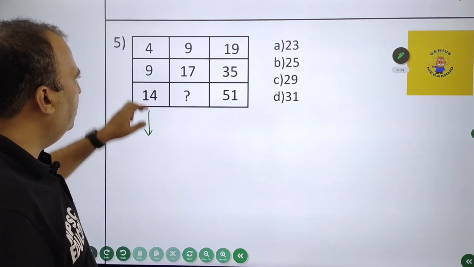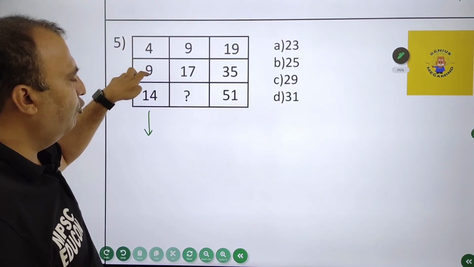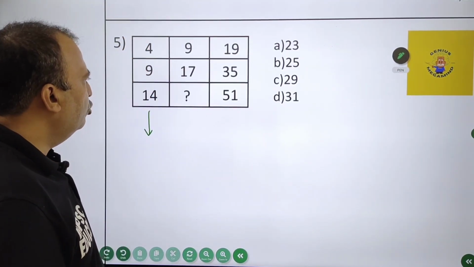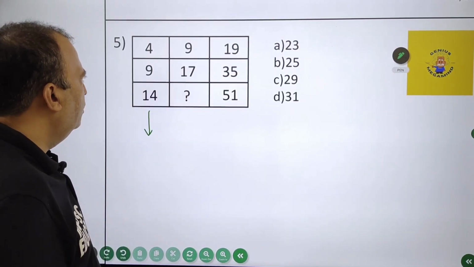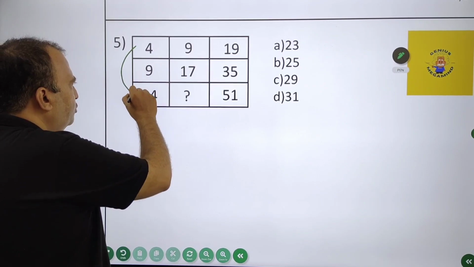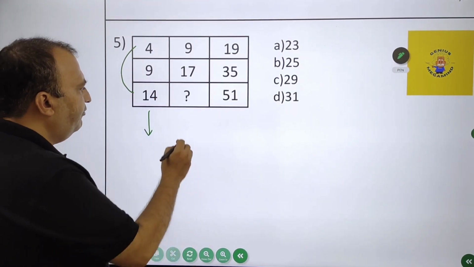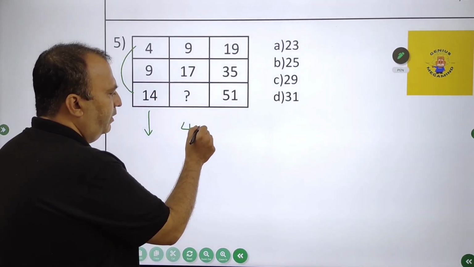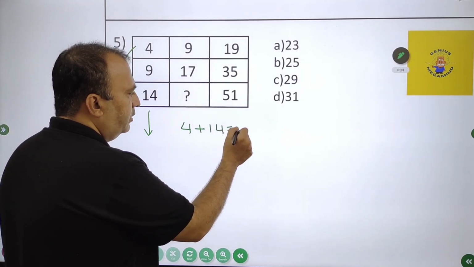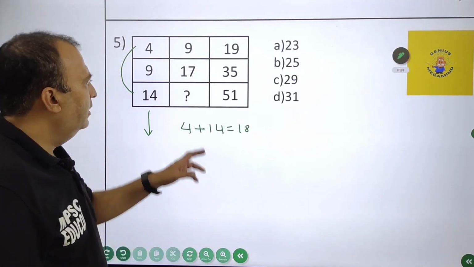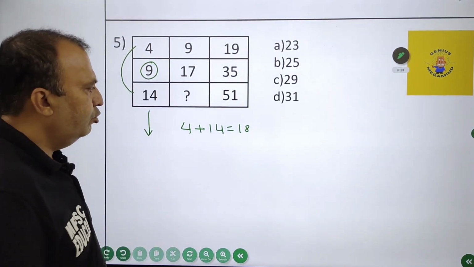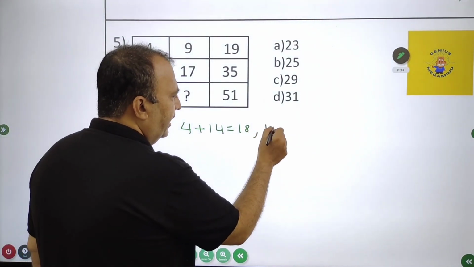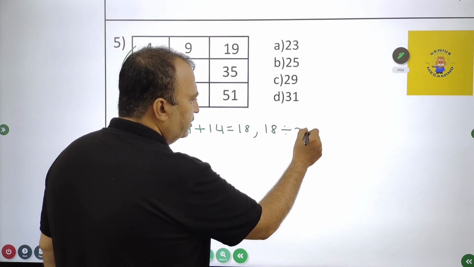Fine. So over here I am finding 3 numbers, 4, 9 and 14. So I have to find the number at the place of question mark. So what I am going to do is check these 2 numbers. So if I add 4 plus 14, it will be 18. And my friends, you can find the middle number over here is 9. So can I do something like this? 18 divided by 2 is 9.